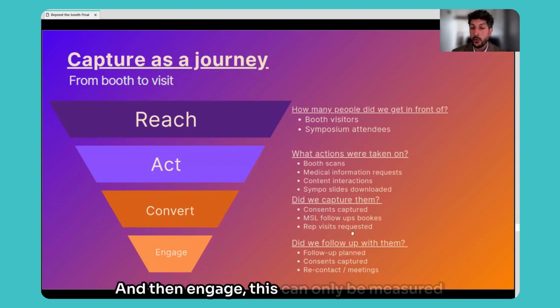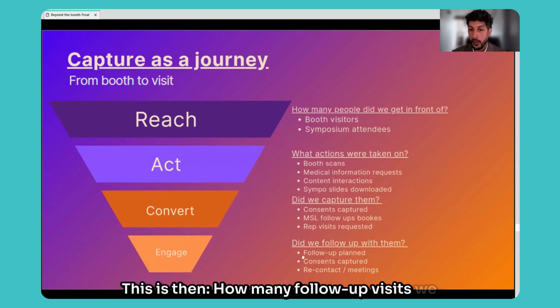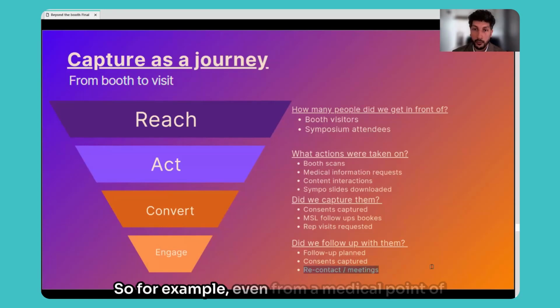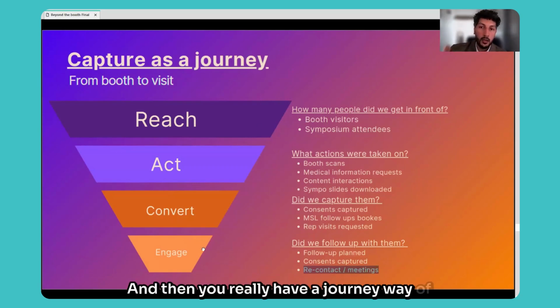And then engage, this can only be measured after the Congress, not at the Congress. This is then how many follow-up visits do we have planned, how many consents were activated, and then how many recontact meetings did we have afterwards. So for example, even from a medical point of view, you usually have KOL meetings, but there's also all of the follow-up meetings. So this is one way of showing it. And then you really have a journey way of showing it.